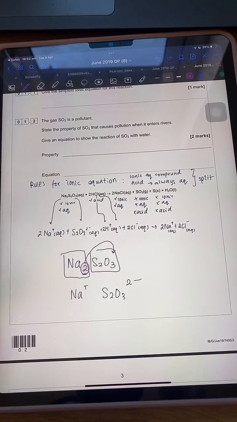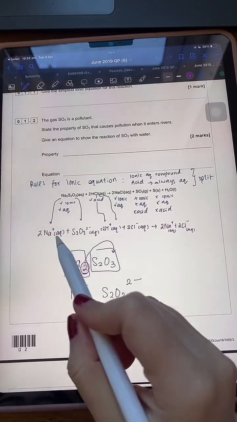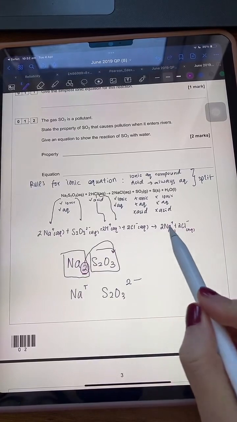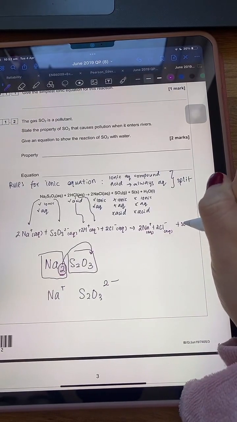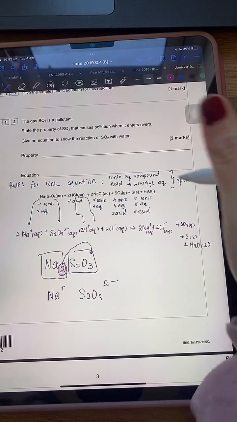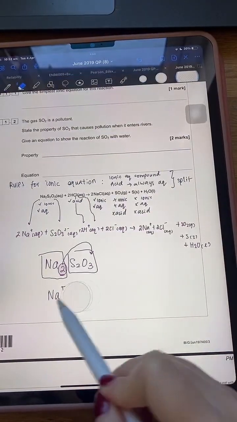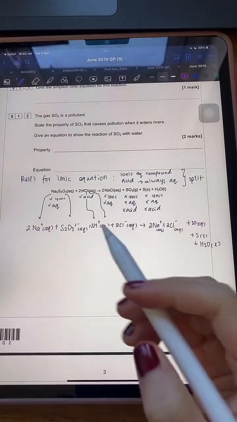Would that be the same as the simplest ionic equation? Yes, so we're trying to make the simplest ionic equation here. So after we split them all up, all of the ionic ones, keep all of the normal ones. So the SO2, gas, S, solid, and water, liquid. The next step is to cross out the ones that are exactly the same.